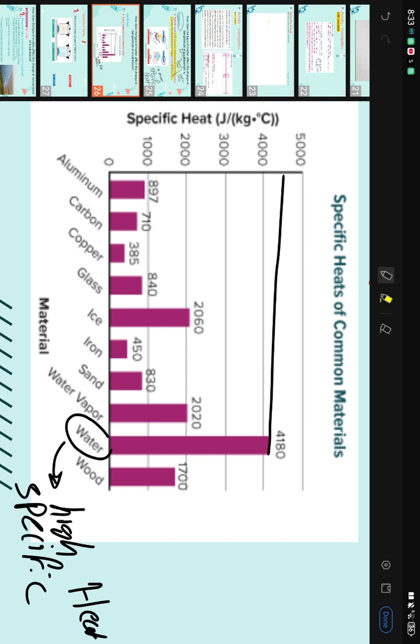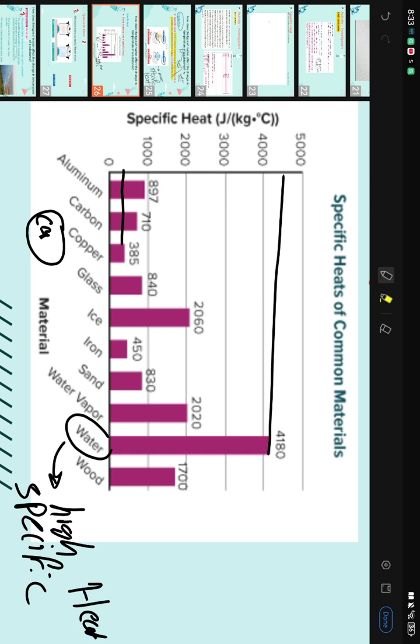But the lowest specific heat here, as we can see, is copper, which is Cu. This one has the smallest specific heat, so we can increase the temperature of copper in a few seconds.